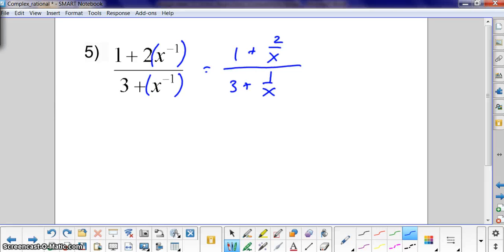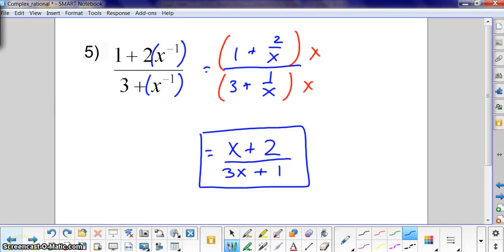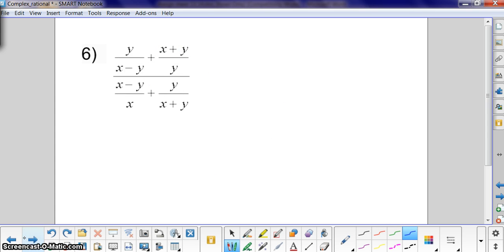Give it a try. Okay, so now x plus 2. Distribute the x, that's x, the x's cancel, and you get 2. Here, distribute the x, you get 3x. Distribute it here, the x's cancel, you're left with 1. x plus 2 over 3x plus 1. Final answer, done.